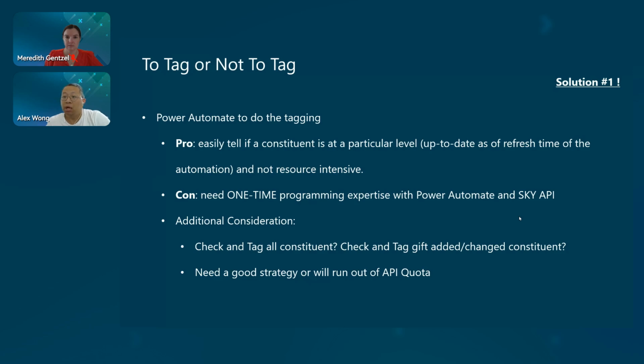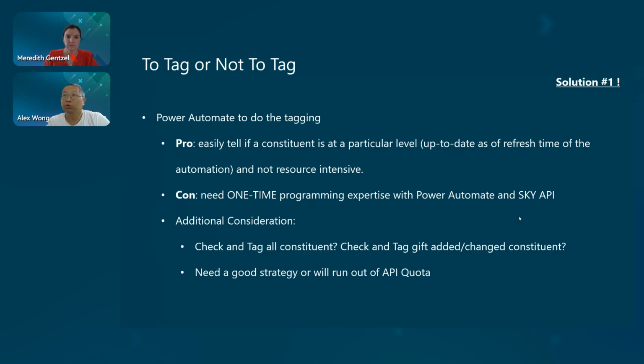So the pro is that you'll obviously be easily able to tell if a constituent is at a particular level, because we are actually doing the tagging. So they will see if someone is at a certain level. And it's up to date as of the refresh time of the automation. Let's say you do this automation on a nightly basis, or like twice a day. You'll keep it up to date as close to your refresh time as possible.